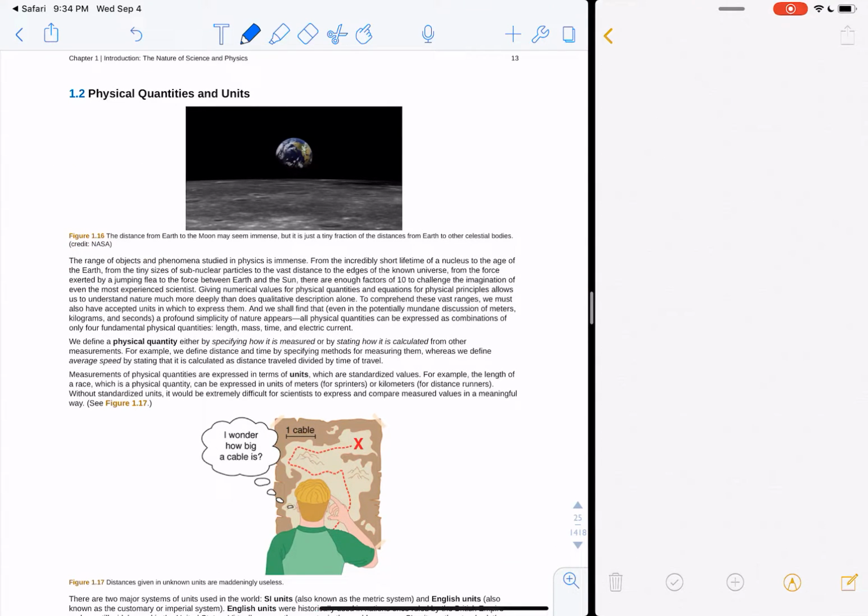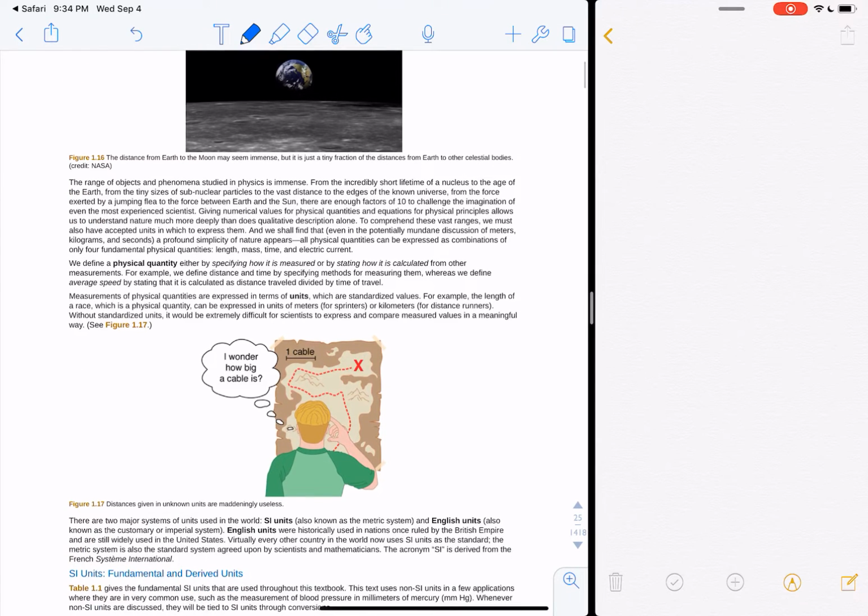Okay, so 1.2 is on physical quantities and units. A physical quantity is a thing like mass, and we describe physical quantities in terms of units. Oh, sorry, did I say physical quantities are kilograms? The unit is the kilogram. The physical quantity would be mass.